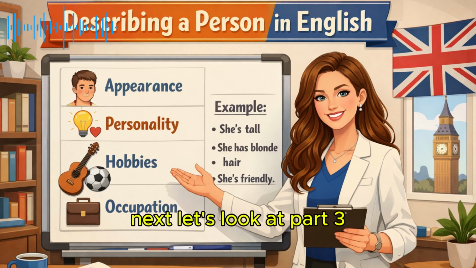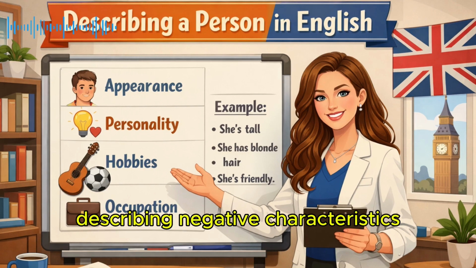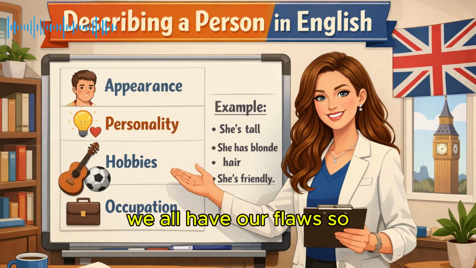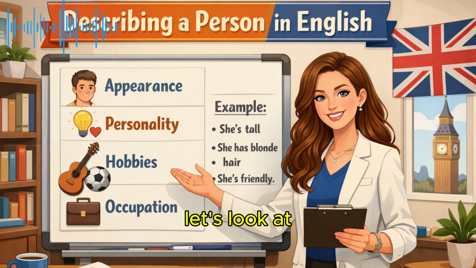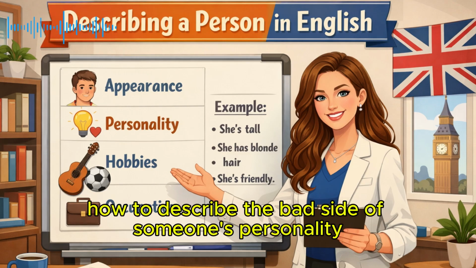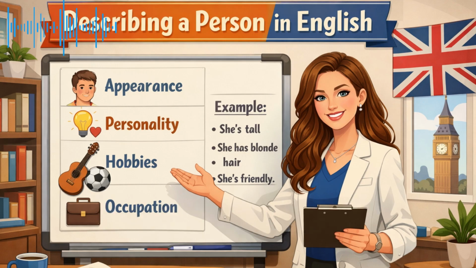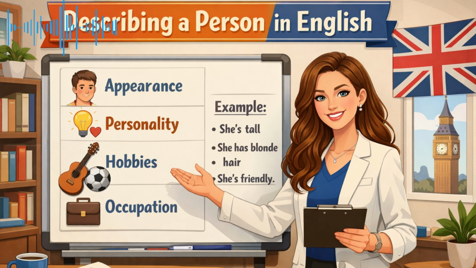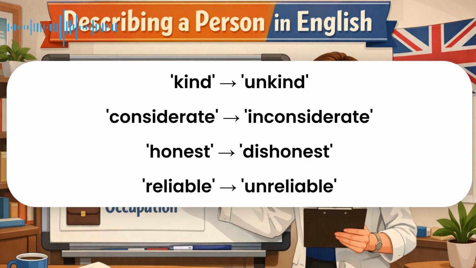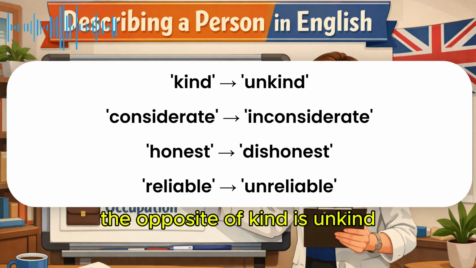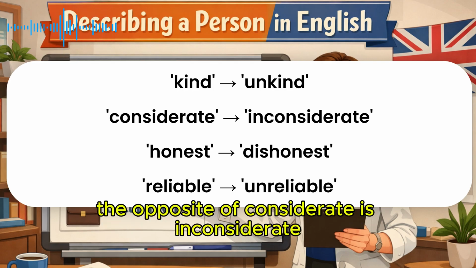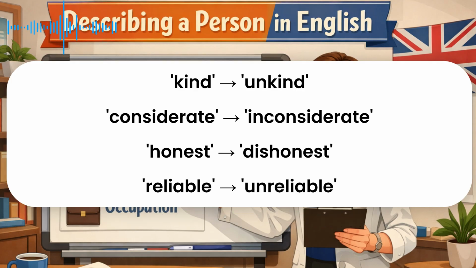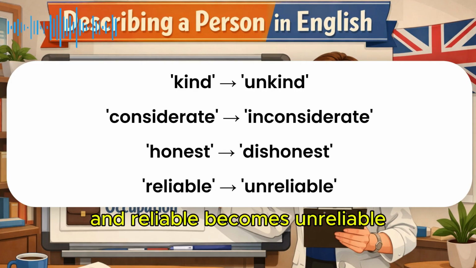Next, let's look at part 3, describing negative characteristics. No one's perfect, right? We all have our flaws, so let's look at how to describe the bad side of someone's personality. Many of the words you saw in part 2 have direct opposites which you can use. For example, the opposite of kind is unkind. The opposite of considerate is inconsiderate. Honest becomes dishonest. And reliable becomes unreliable.